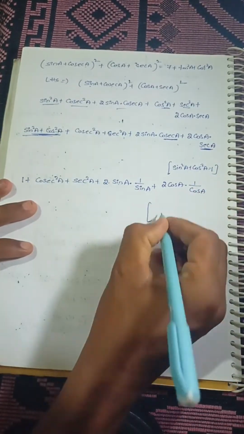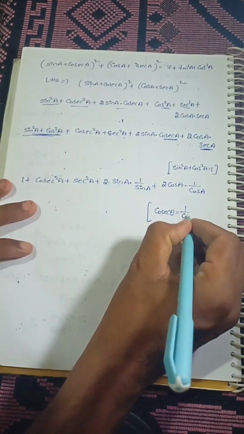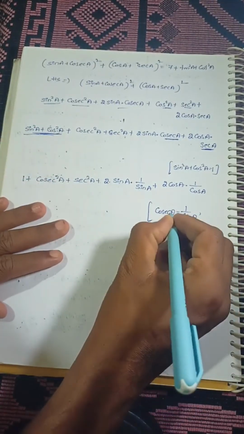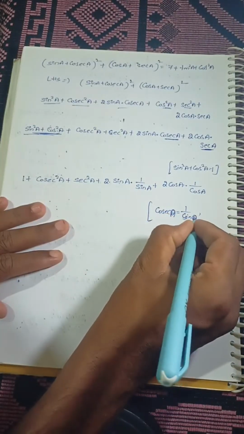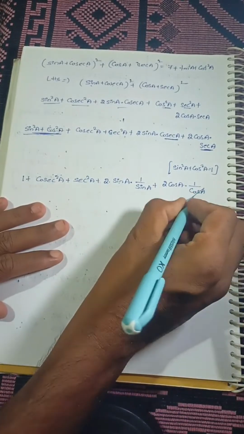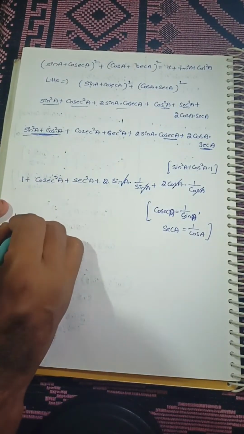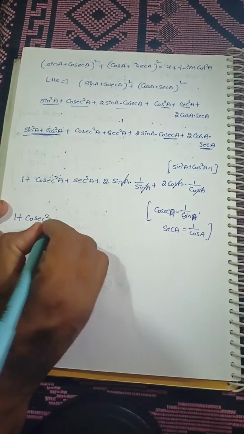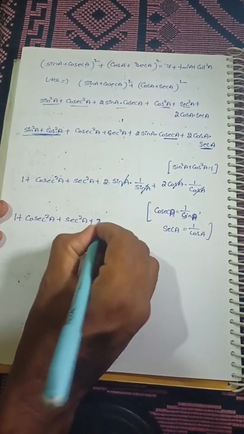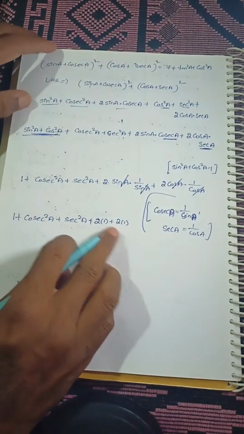I'll write down here reciprocals. Cosec theta is equal to 1 by sin theta. In place of theta you can write A, both are same. Secant A is equal to 1 by cos. Now see, this one is in the denominator, this one in the numerator. Numerator will get cancelled. Remaining is 1 plus cosecant square A plus secant square A plus remaining here 2 into 1, here 2 into 1, that is only remaining.